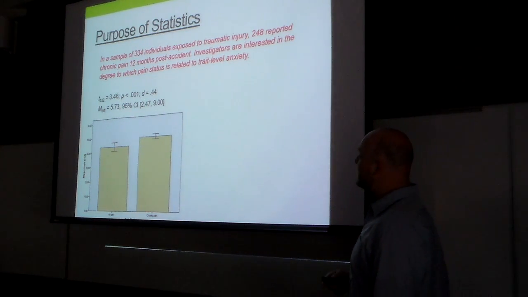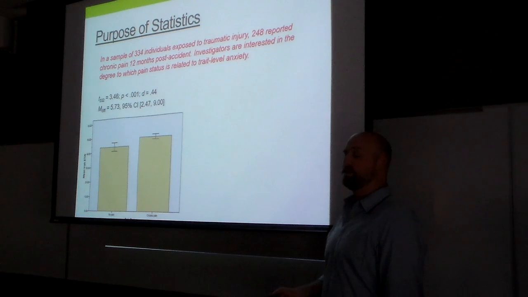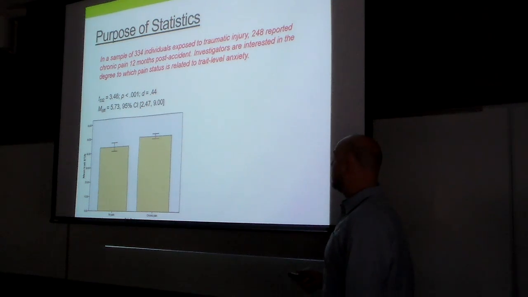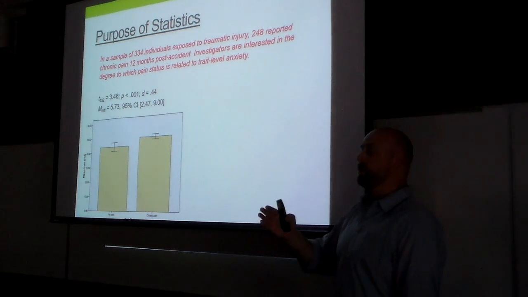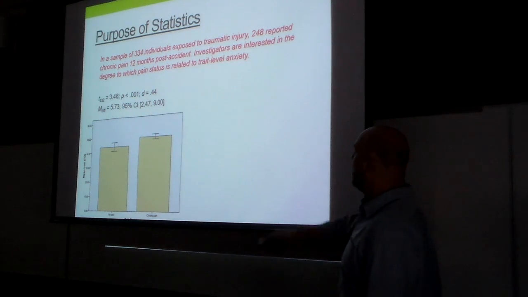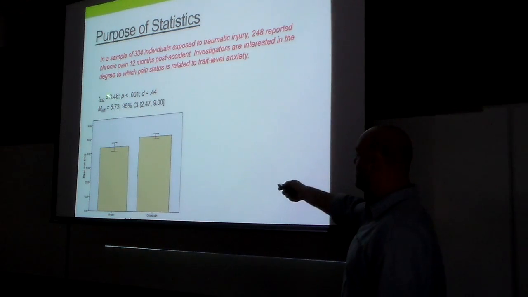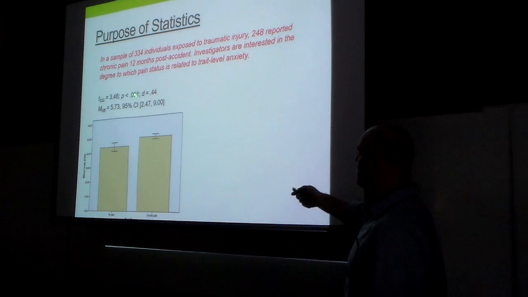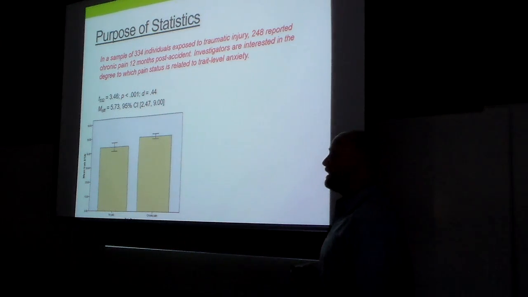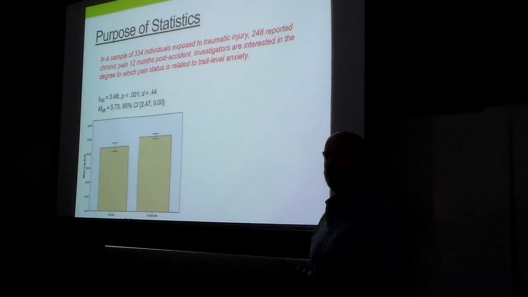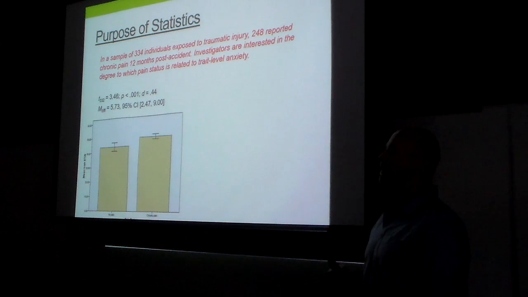Here, we could use a t-test, right? So we could look at average levels of trait level anxiety among people who don't have chronic pain and those who do. And if we run that statistic, we get a test statistic of 3.46, p-value less than p equals 0.001. So we would call that a statistically significant effect, right? We would say that there's a reliable difference in trait anxiety with and without chronic pain.